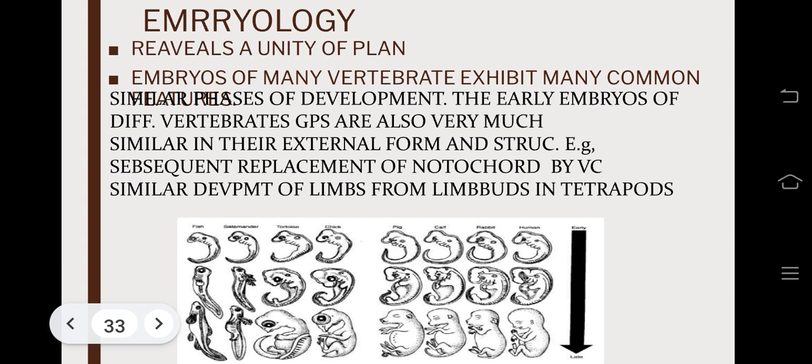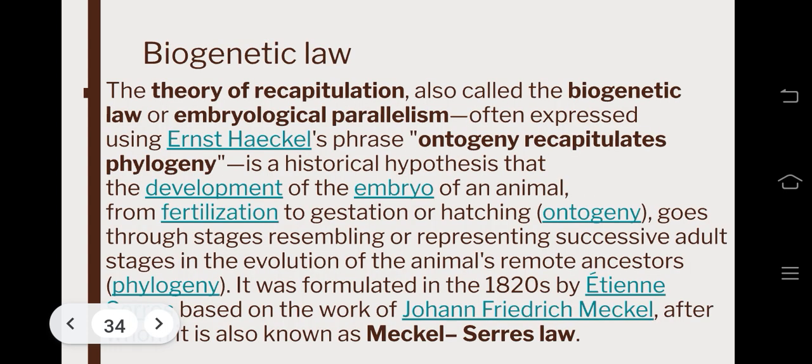Embryology of many vertebrates exhibits many common features in development. The early embryos of different vertebrates appear very much similar in external form and structure. Subsequent replacement of notochord by vertebral column. Similar development of limbs from limb buds in tetrapods.